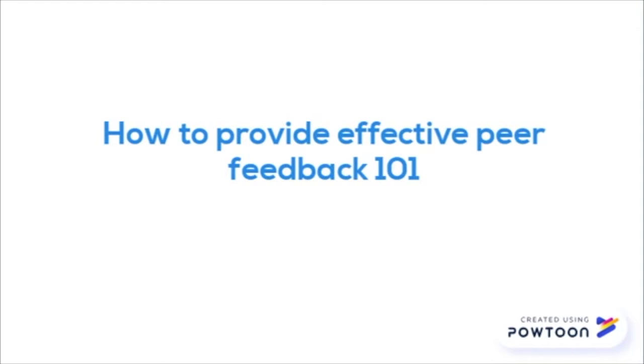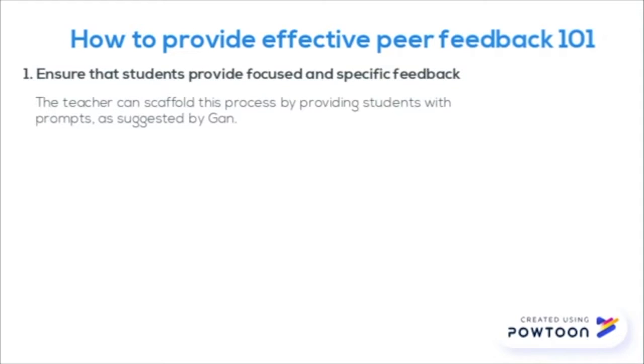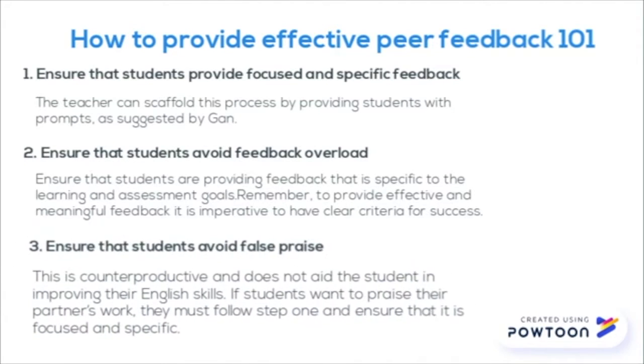There are many ways to incorporate effective peer feedback into the English classroom, but for those of you who are just introducing your students to peer feedback, here are the basic guidelines that you should teach your students to follow. Number 1. Ensure that students provide focused and specific feedback. Number 2. Ensure that students avoid feedback overload. Number 3. Ensure that students avoid false praise.